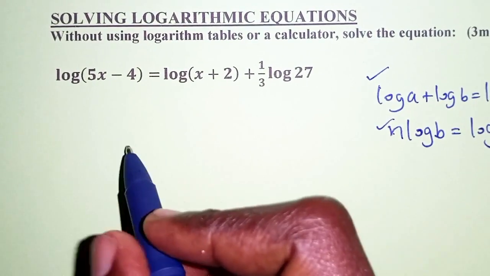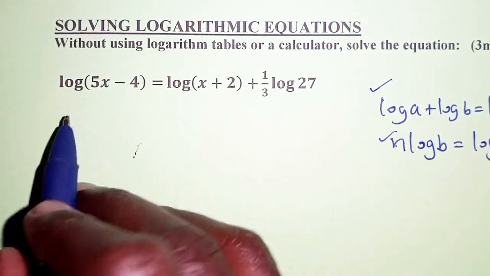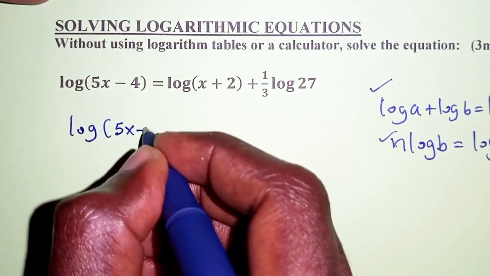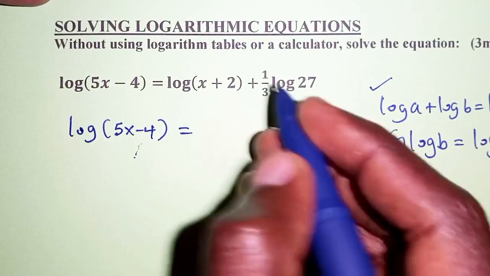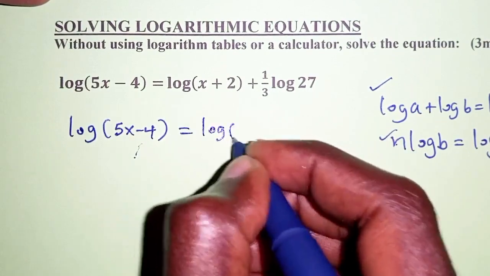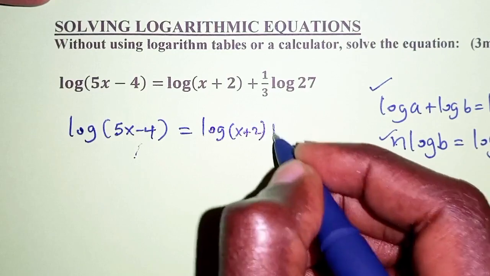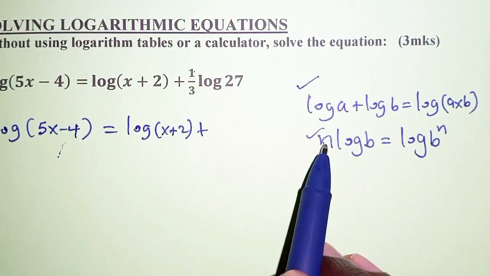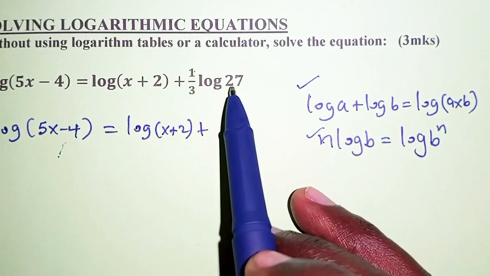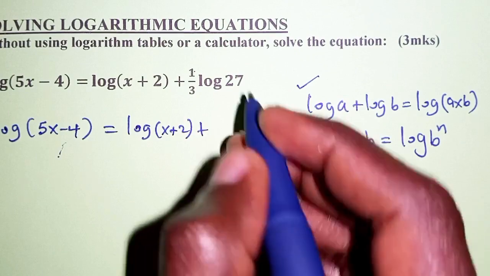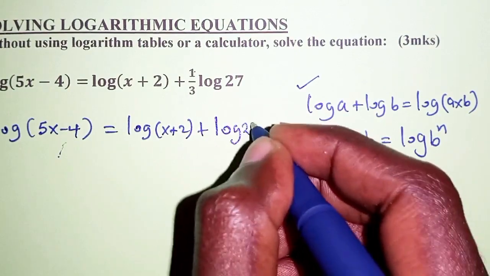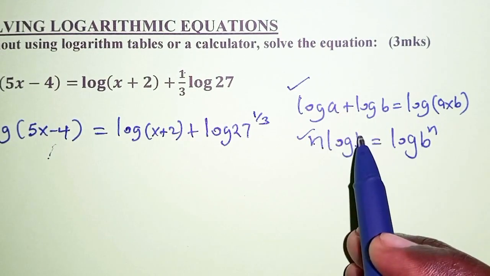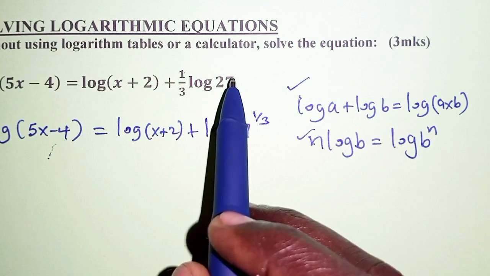Let's answer the question. The left-hand side should remain the way it is, so that we have logarithm of 5x minus 4. And then on the right-hand side, we are going to have logarithm of x plus 2 plus. Now, for this part, a third serves as n, so that we can take a third to become the power of 27. So that is logarithm of 27 raised to a third. So n becomes the power of b. A third becomes the power of 27.